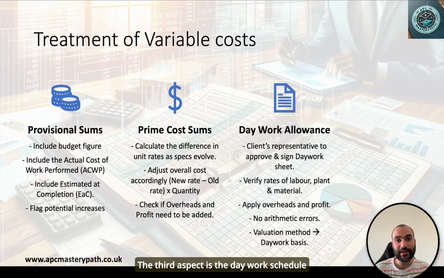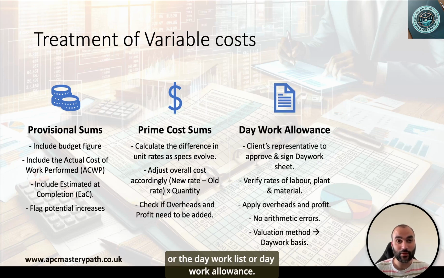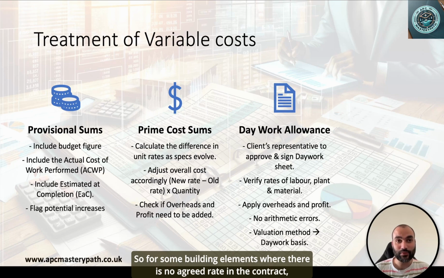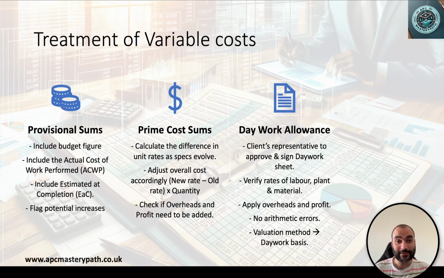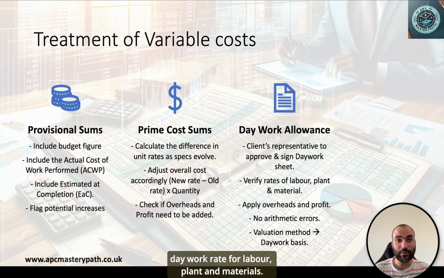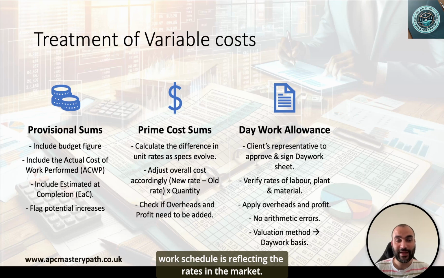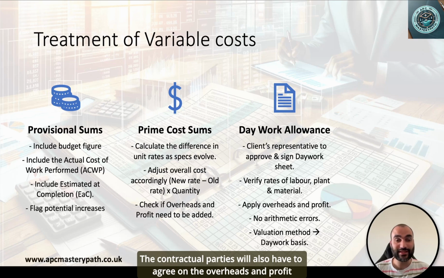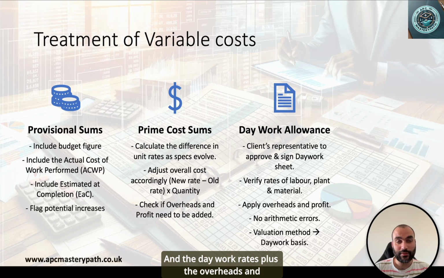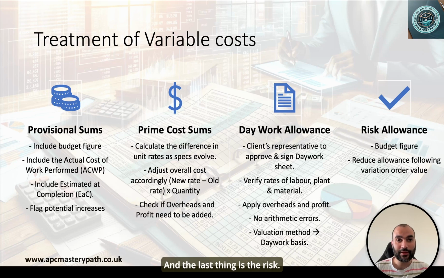The third aspect is the day work schedule or the day work list or a day work allowance. So for some building elements where there is no agreed rate in the contract, the contractual parties will have to agree on a day work rate for labor, plant, and materials. There has to be some sort of benchmarking and market testing so that the agreed day work schedule is reflecting the rates in the market. The contractual parties will also have to agree on the overheads and profit percentage to be applied on that day work schedule, and the day work rates plus the overheads and profit will have to be included in the cost report. And the last thing is the risk.